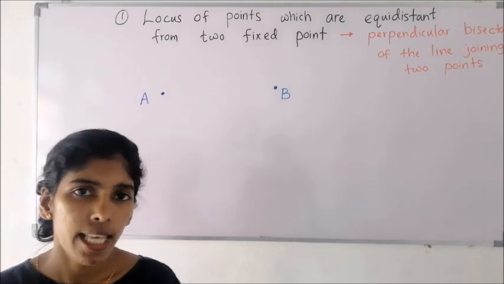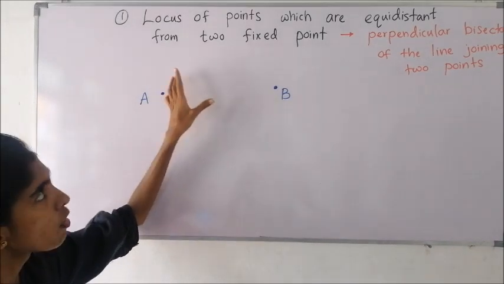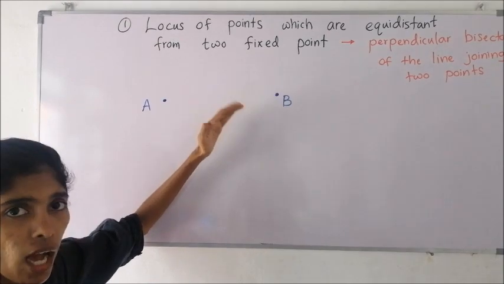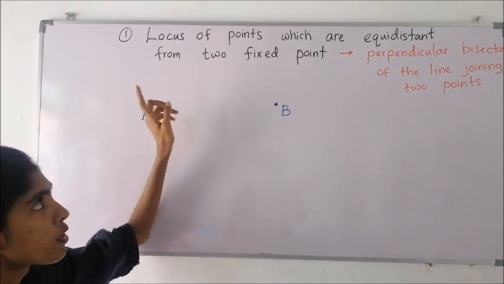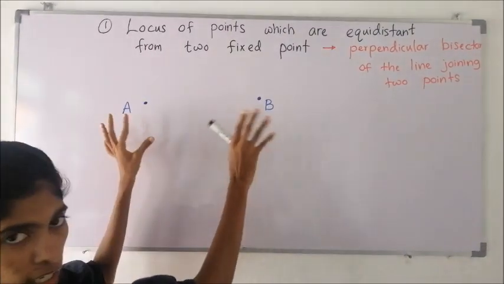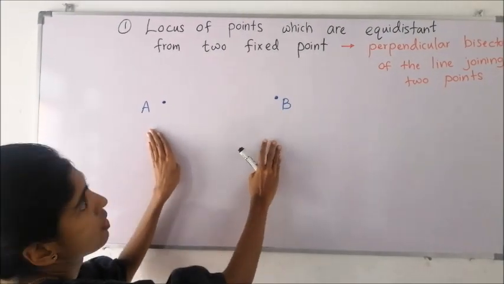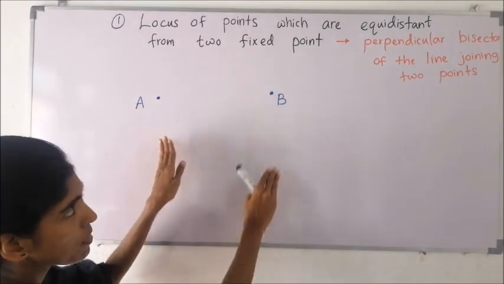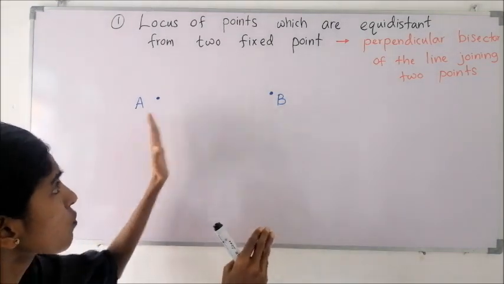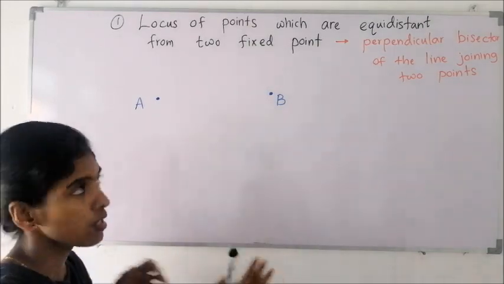Now children, our second locus. Locus of points, that means the path of some points which are equidistant from two fixed points. Here I have given you two fixed points. We cannot change the places of these two points because they are fixed. Now from these two fixed points, a path is there. That path should be every time equidistant to A and B, equal distance from A and B.